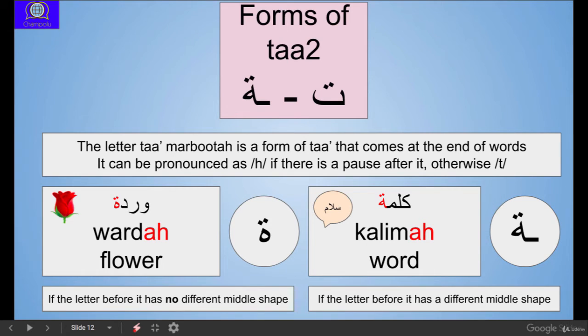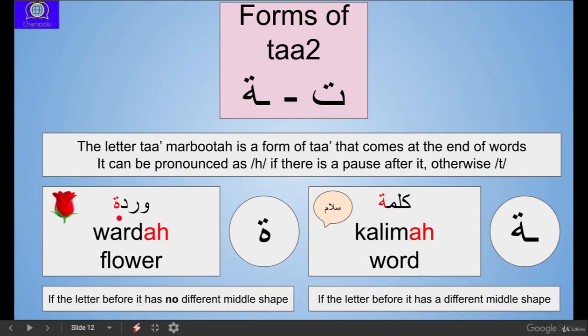Ta marbuta. Marbuta means tied, which means that this is the normal ta, and when it is tied, it looks like this. And actually, it has more than one shape. It can occur like this or like that, and both of them occur in the end of the word. However, the only difference between this shape and this shape is that if the preceding letter has a medial form, so it will be connected to the ta marbuta, so it will look like this, as we see, for example, in the word kalima, which means word. And in this case, you'll find that the preceding letter, which is mim, is connected to the ta marbuta, which makes it look like this.